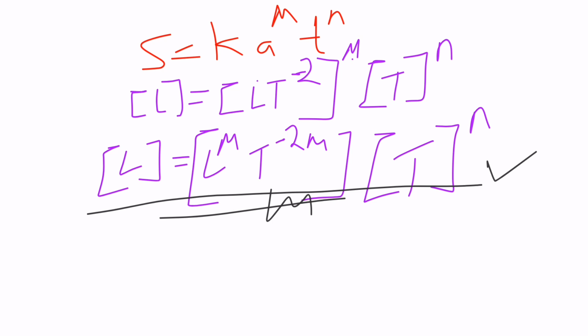Now, they want us to find m and n. So, n and m, how can we find it? In dimension analysis, we say what is on the left hand side should be equal to what is on the right hand side. Principle of homogeneity. I explained that in the first video. So if you haven't watched our first video, I recommend you watch our first video on dimension analysis.